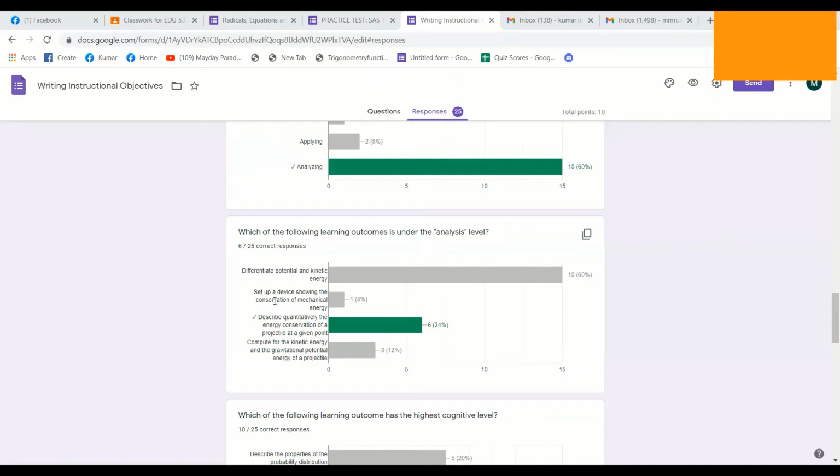So, describing quantitatively the energy of a given projectile at a given point. Okay, that one, you'll be given a picture or a problem. At some point, you are going to describe, and when you describe that, you are going to compute, no? So you try to break down the problem into parts. There are many processes involved. So first you locate, after you locate, you compute, and after you compute, you describe. So that belongs to analysis.